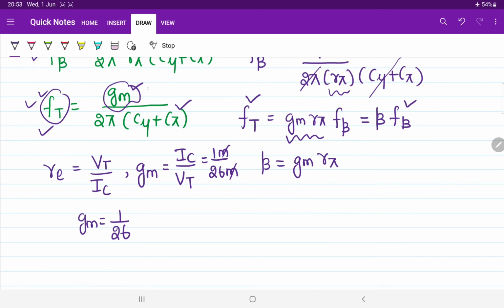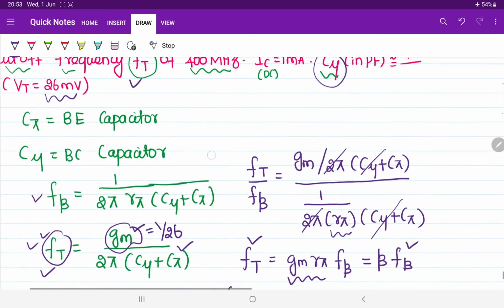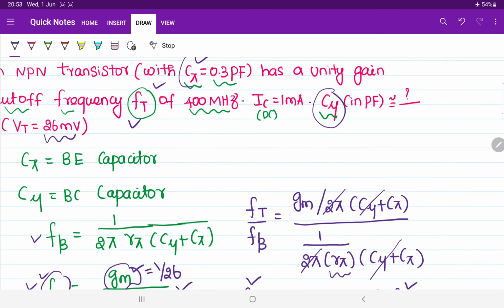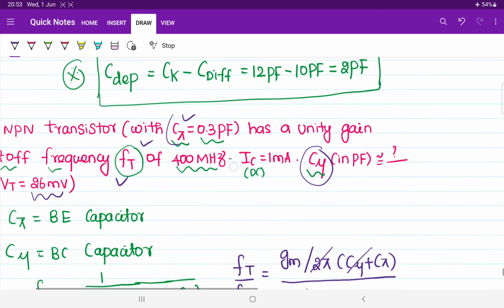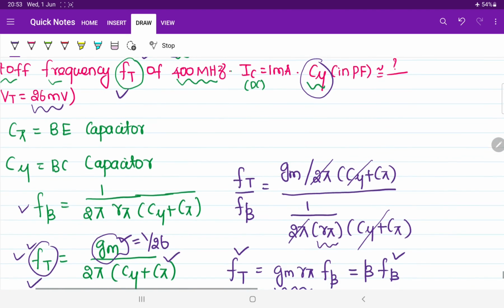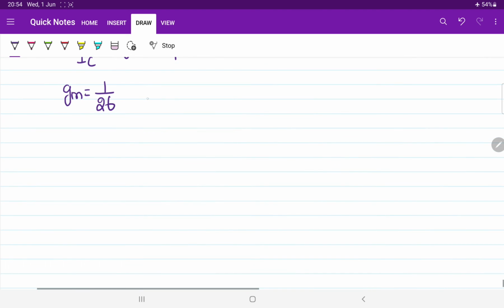Substitute the value of Gm. In place of Gm, we are going to substitute 1 by 26, and in place of Ft, given as 400 megahertz. Yes sir, just substitute that value, and in place of C pi, just substitute 0.3 picofarad. I am just directly writing the answer instead of wasting the time. So, the finalized answer C mu is going to be 15 picofarad.